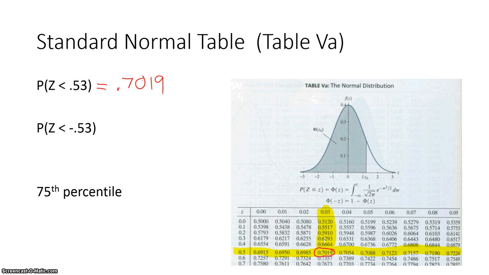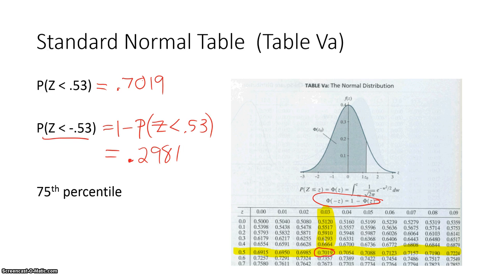Now, if we want to find the probability that z is less than negative 0.53, we don't see any negative values for z here in the table, but we are told that we can use the symmetry in the standard normal distribution: the probability that z is less than a negative z value is 1 minus the probability that our standard normal is less than the positive of that same value. So the probability that z is less than negative 0.53 is going to be 1 minus the probability that z is less than 0.53. We saw that the probability that z is less than 0.53 is 0.7019. If we do that subtraction, we find that the probability that z is less than negative 0.53 is 0.2981.